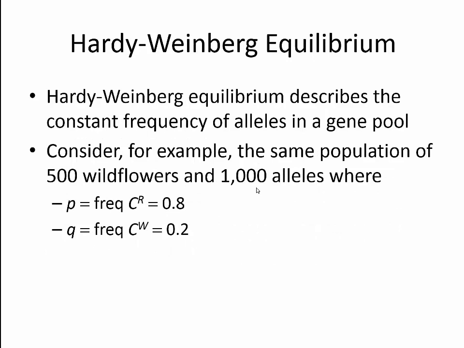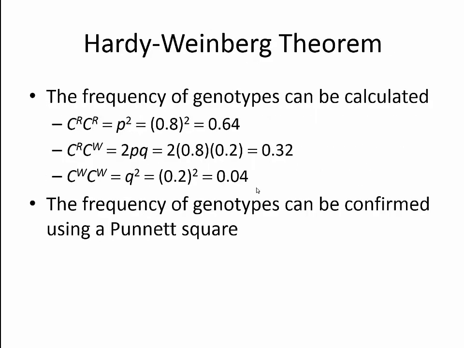Hardy-Weinberg equilibrium describes the constant frequency of alleles in a gene pool. Consider, for example, the same population of 500 wildflowers and 1,000 alleles, where P was equal to 0.8 and Q was equal to 0.2. Then the frequency of the genotypes can be simply calculated like this. For homozygous dominant red, that's P squared, we just square 0.8 and we get 0.64. For heterozygous, which is 2PQ, we multiply the numbers and we get 0.32. And for homozygous recessive white flowers, it's Q squared, so we square 0.2 and we get 0.04. And if we add it all up, it comes to 1.